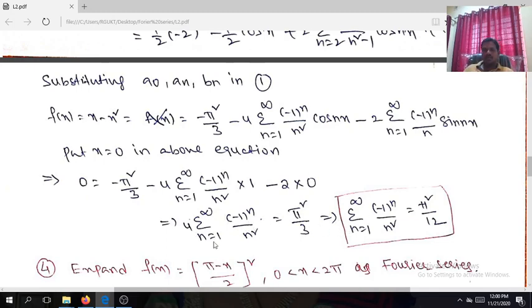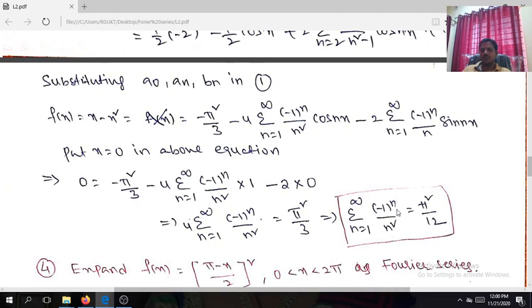So you take out this 4 to the right side. Summation n equals 1 to infinity, minus 1 to the power of n divided by n square, is equal to pi square by 12. Or pi square by 12 is equal to, if I expand, if n equals 1, that is minus 1. Minus 1 to the power of 1 is minus 1 divided by 1 square.